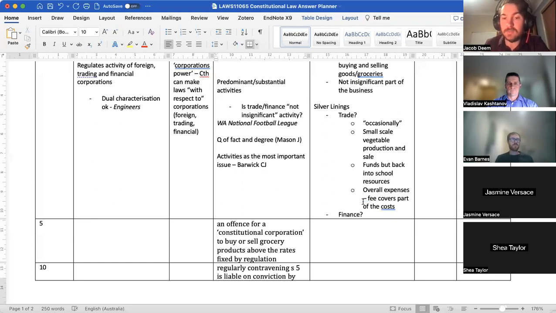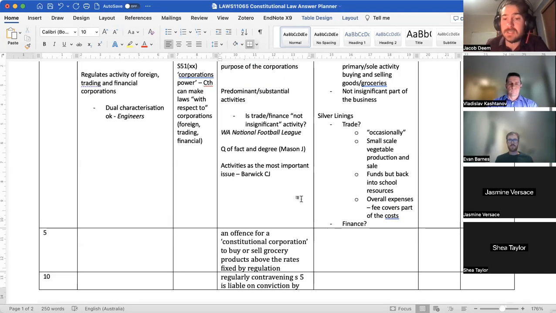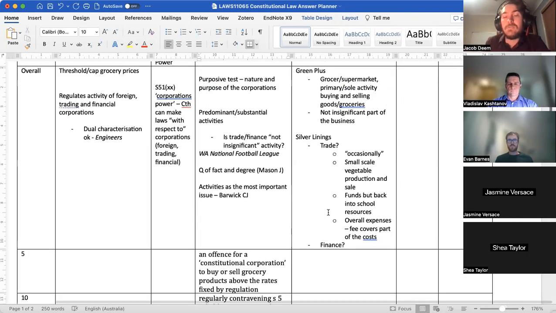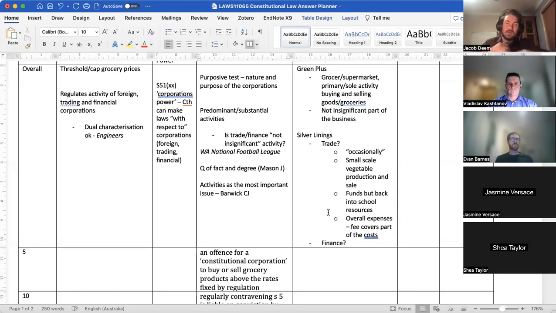And these are facts that would push us towards an argument that it doesn't meet this threshold of trade being a not insignificant activity. We could fairly say that it's an insignificant part of its business. If you wanted to make the argument, and this is a point that goes to assessment more broadly, that it is significant or forms a not insignificant part of its activities, I would be open to that too.